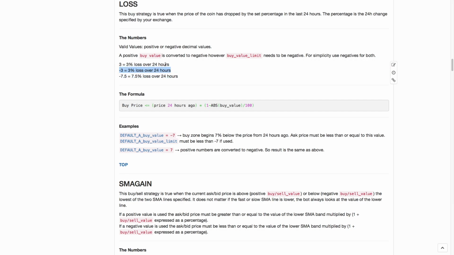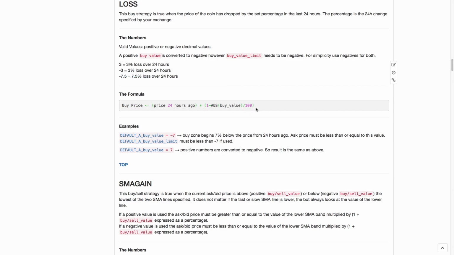Here it will do the same thing. And as well, here negative 7.5 equals a 7.5% loss over 24 hours. So whatever number you put there is going to be your percent loss over 24 hours. Just remember, type this in terms of a percentage. Don't use the decimal to represent a percentage. For example, if you want to use a 10% loss over 24 hours, don't put in 0.1, because that will translate to a 0.1% loss over 24 hours. So just a note there.